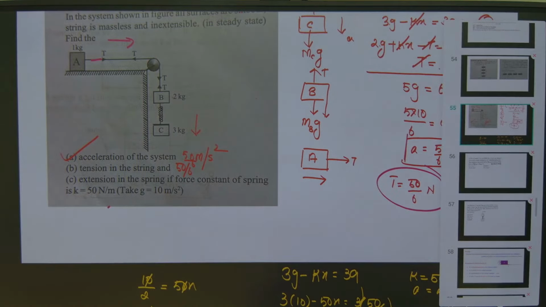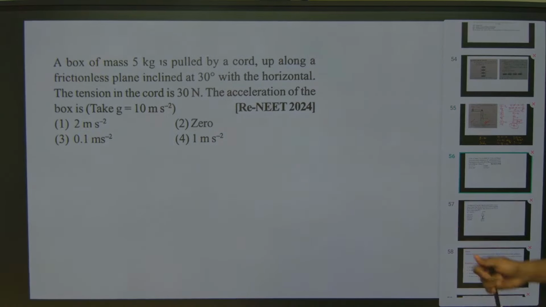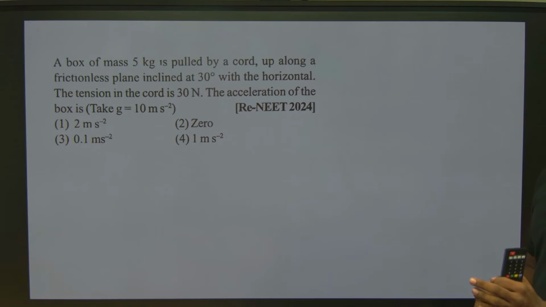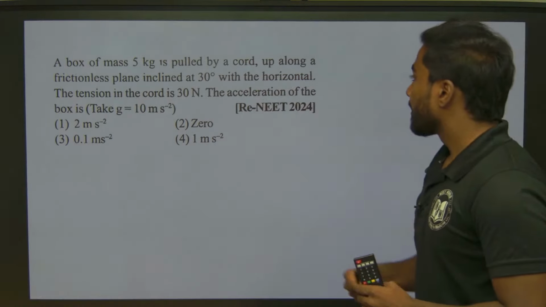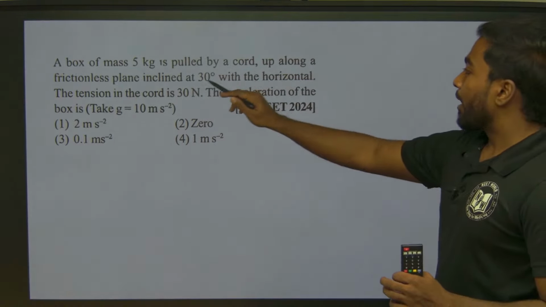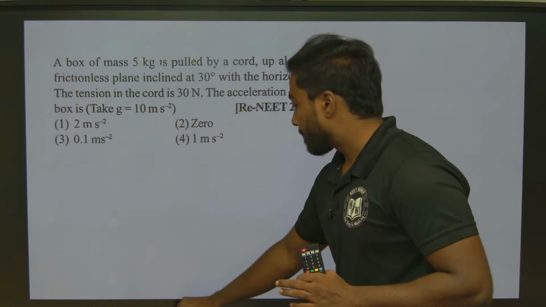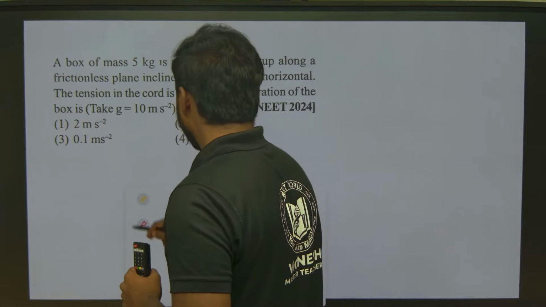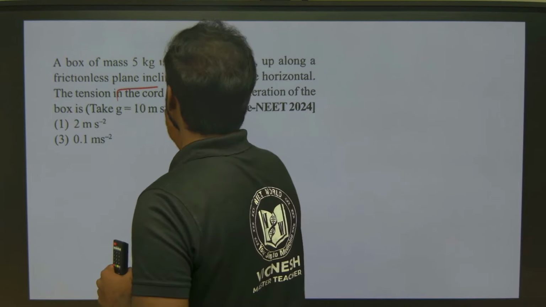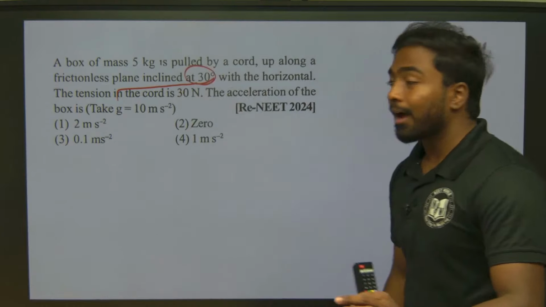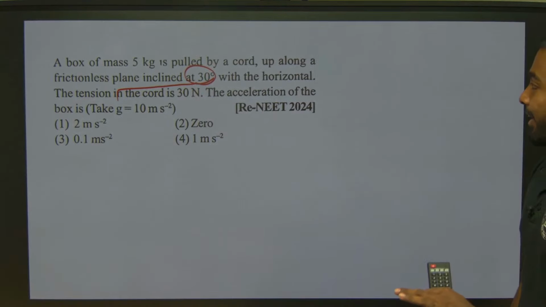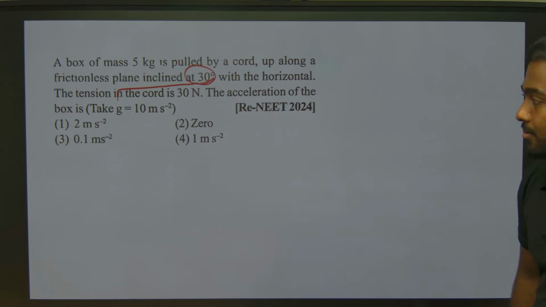Okay, we'll go for the next one. Next question we'll see. So the next question is, a box of mass 5 kg is pulled by a cord up along a frictionless plane, that is inclined plane they have mentioned here. Okay, let me mark that as inclined plane. They have given it is an inclined plane of 30 degree with the horizontal. The tension in the cord is 30 Newton. The acceleration of the box is.